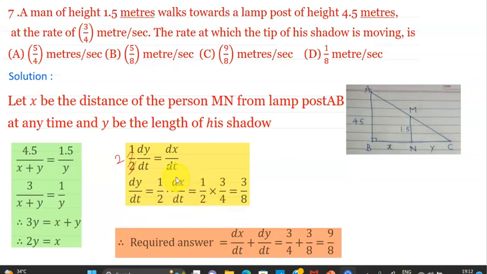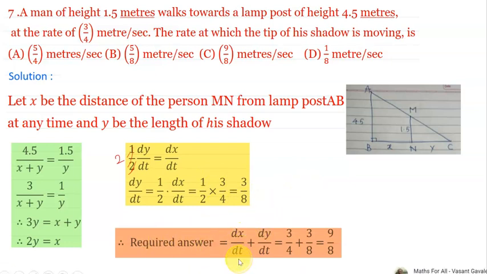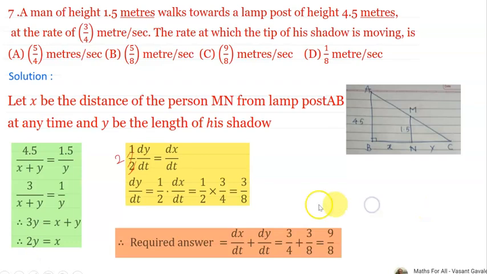Now we know the value of dx by dt, which is 3 by 4. And 3 by 4 into 1 upon 2 is equal to 3 by 8. And hence, the required answer, that is dx upon dt plus dy by dt, is equal to 3 by 4 plus 3 by 8. After simplification, you will have 9 by 8, and hence option C is correct. Option C हा या ठिकाणी कसा आहे तर तो करेक्ट आहे.